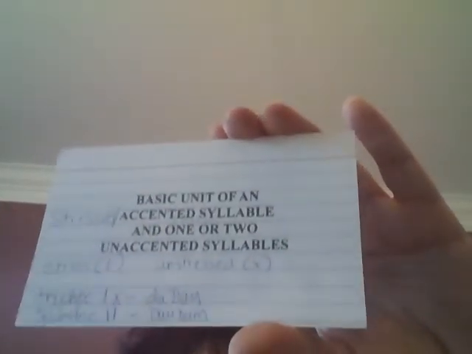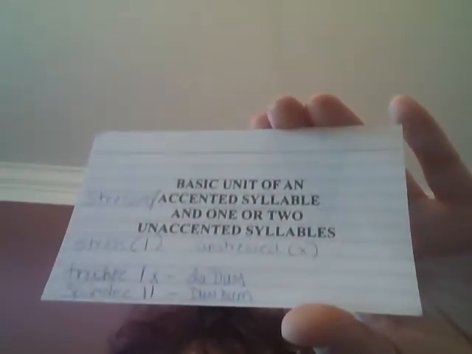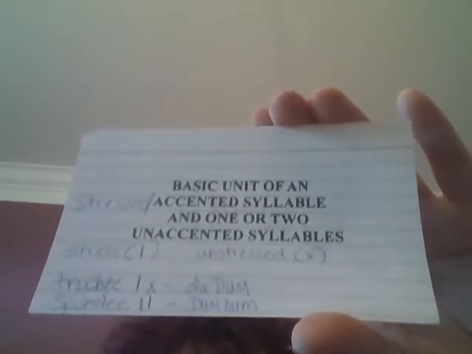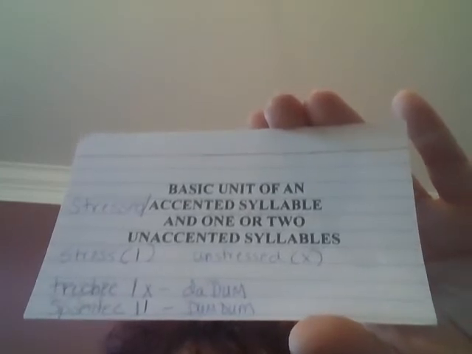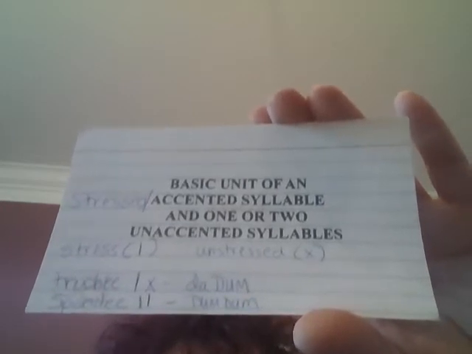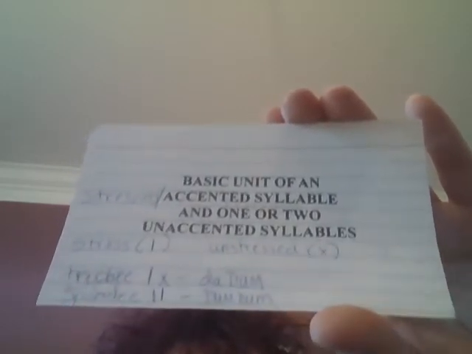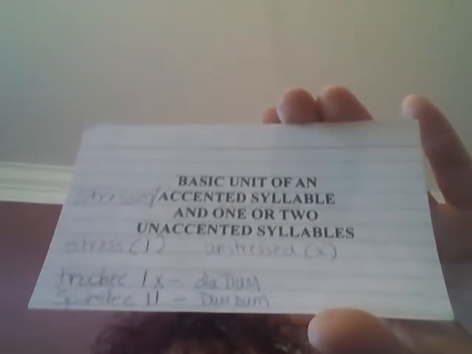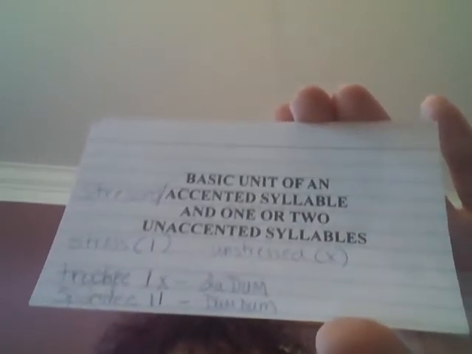A foot is the basic unit of an accented syllable and one or two unaccented syllables. And so in that, remember, it'll be either stressed or unstressed. And often the symbol for a stress is like a straight up and down parallel line, and an unstressed syllable is shown by an X. So if you see the parallel line and an X, that's called a trochee because that's accent and unaccented. Think the dum, and then a spondee is two stressed, dum dum, and that would be in poetry.